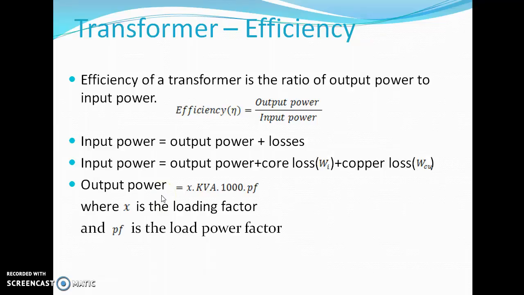At a loading factor of x, the output is given by apparent power into power factor into loading factor. So it's x into kVA into 1000 into power factor, where x is the loading factor and Pf is the load power factor.